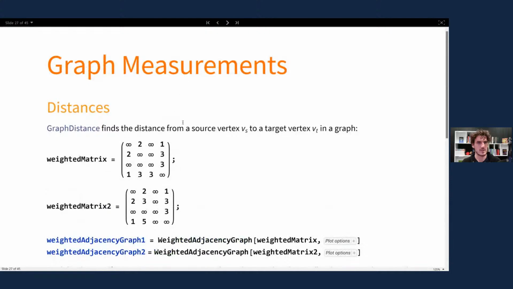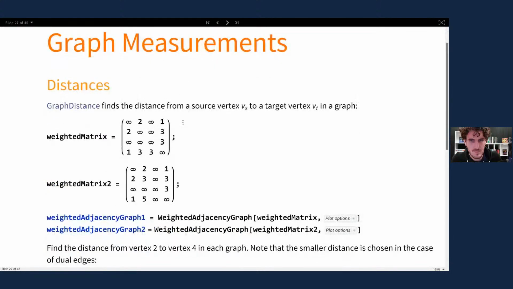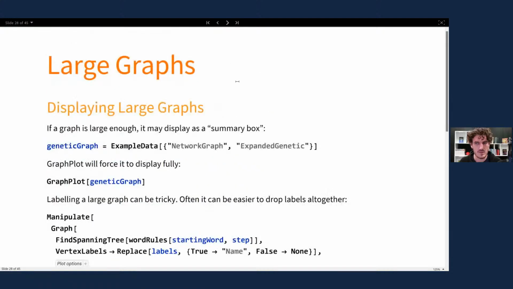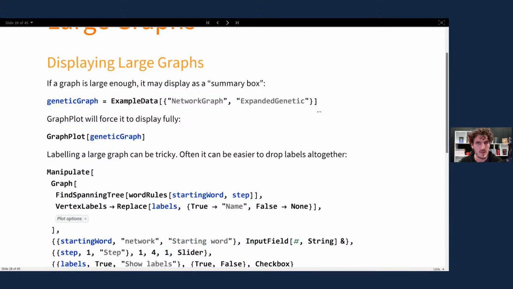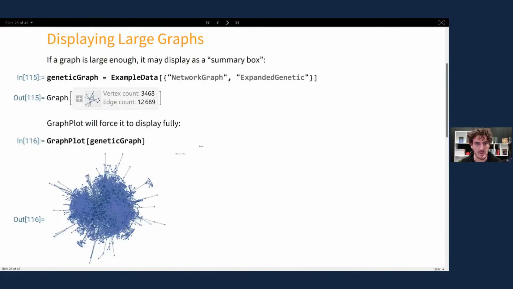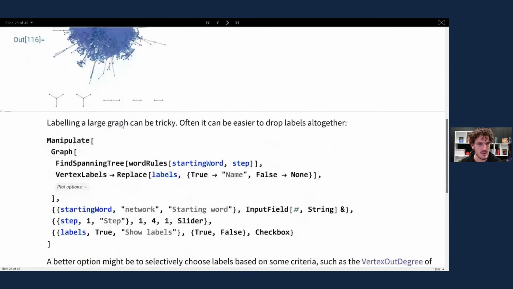I think I was just about here, where this is playing on the idea of edge weights and then finding distances from those. But I think I'll move on to make sure we can get through to the end. This is a way we can force graphs to be displayed if they are very large and just appear in this summary box. We have to use GraphPlot on this to force it to display fully. There we go.